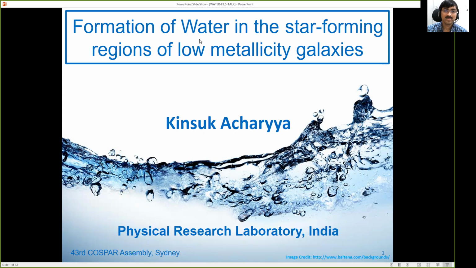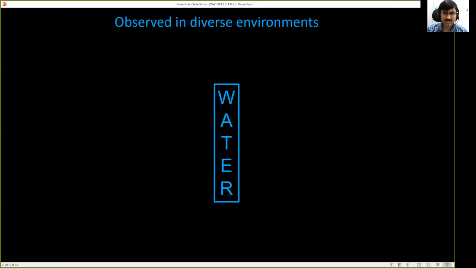Today I will talk about water formation in the star-forming regions of low metallicity galaxies, that is, the galaxies which have low metal abundance. In this case, that means low abundance of oxygen. Water is probably the most important molecule due to its role in the formation of life.